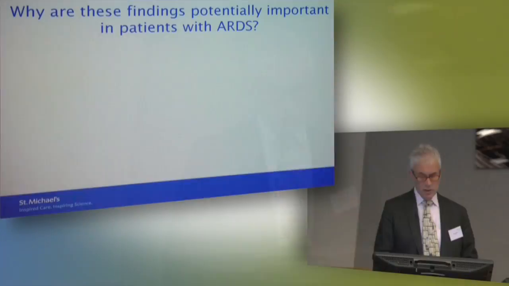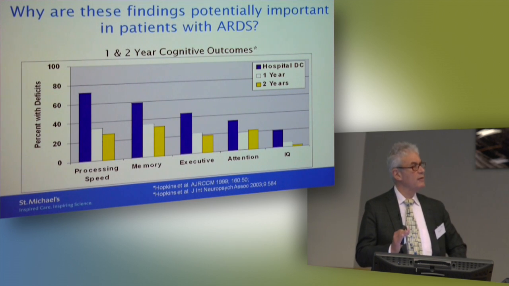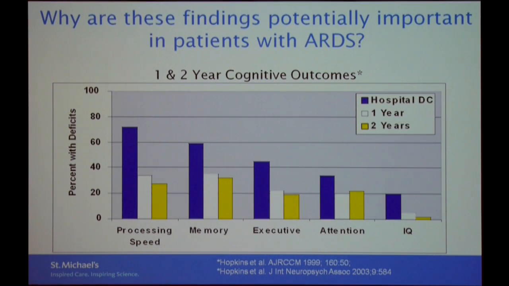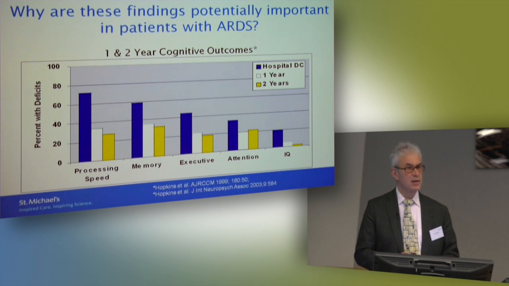Why is this potentially important in patients with ARDS? Well, as you all know, if you follow up patients for a period of time after they've been in the ICU and ventilated, there are not just effects on pulmonary function, not just effects on cardiac function, but also effects on cognitive outcomes. This is one of the earlier studies from Hopkins and colleagues in which they looked at 1 and 2 year cognitive outcomes. You can see on discharge, the y-axis here is patients with deficits. 70% of patients had deficits in terms of processing speed, which improved. Same with memory, executive function, attention, and even IQ. So there can be impact on the brain. And this suggests that maybe it's not just everything else that's going on in the ICU, but maybe the way we ventilate them may actually have an impact as well.